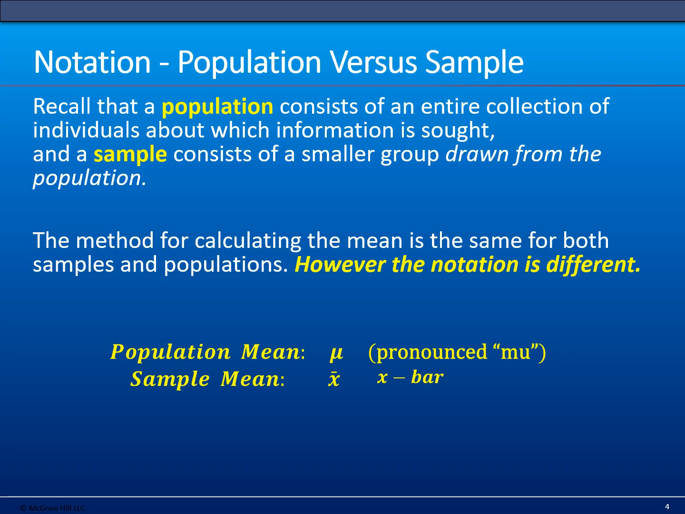The method for calculating the mean is the same for both samples and populations. However, the notation is different. For a population mean, we use the Greek letter mu, and for a sample mean, we use a symbol called x bar. It's x with a line over top. Now remember, a data value in a population is called a parameter. All data values for populations are parameters, and all data values for samples are called statistics. So statistics specifically represent data for a sample, and parameters represent the population.